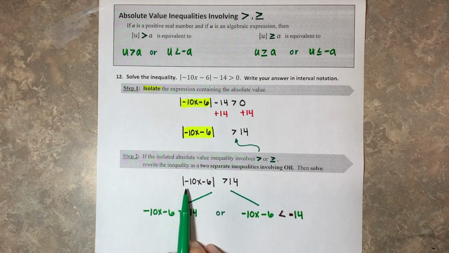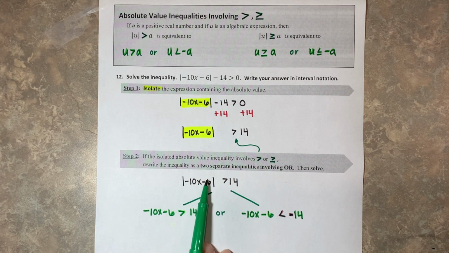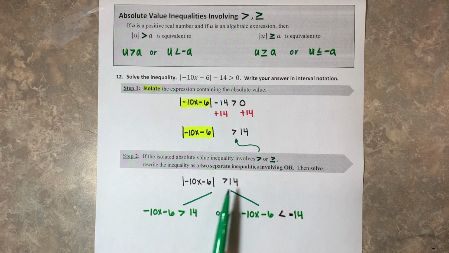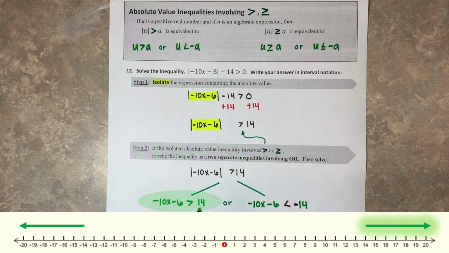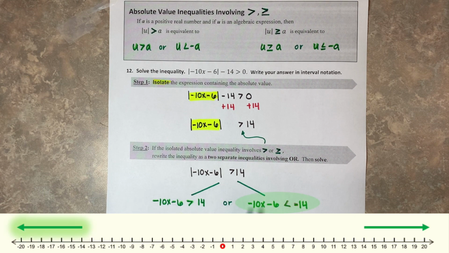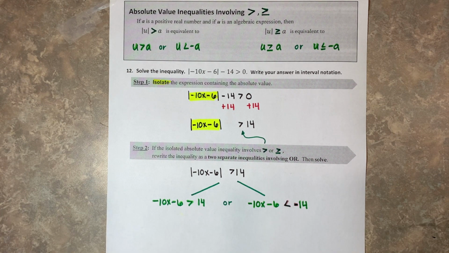So this says that the absolute value of this quantity must be greater than 14. Another way to phrase that is that the distance between this quantity and 0 must be more than 14. In order for the distance between this quantity and 0 to be more than 14, this quantity must be greater than 14, or this quantity could be less than negative 14. So now let's go ahead and solve each of these inequalities separately.